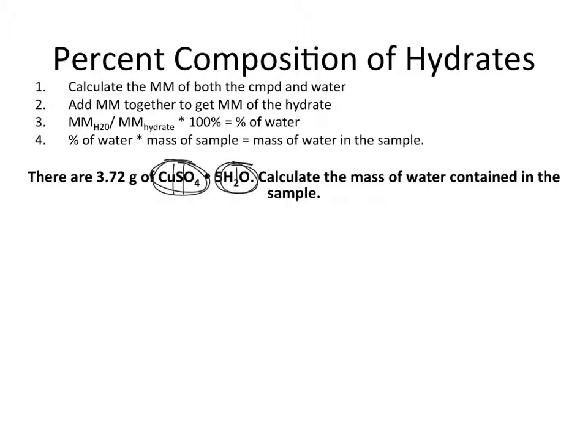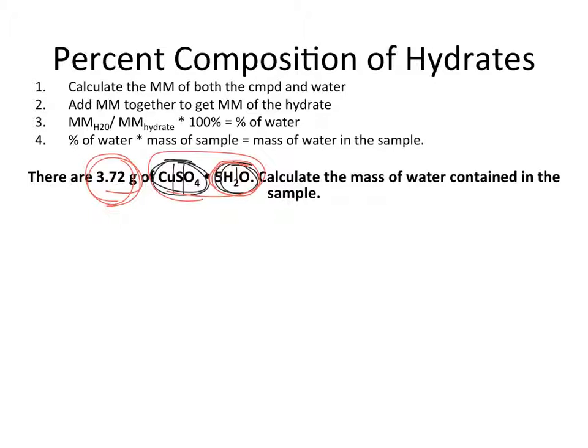So in this case, we have 3.72 grams of copper 2 sulfate pentahydrate. Calculate the mass of the water contained in the sample. So this is actually a two-part question. This mass actually has nothing to do with the percent composition. It's simply a sample size, which we first have to figure out what percent water makes up in this compound here of copper 2 sulfate pentahydrate. Once we figure out that percentage, then we can apply it to the sample and figure out how much water is in the sample. So let's go ahead and do this.